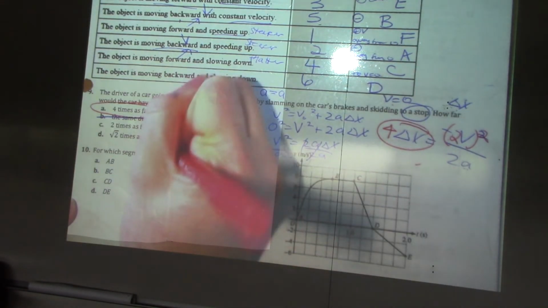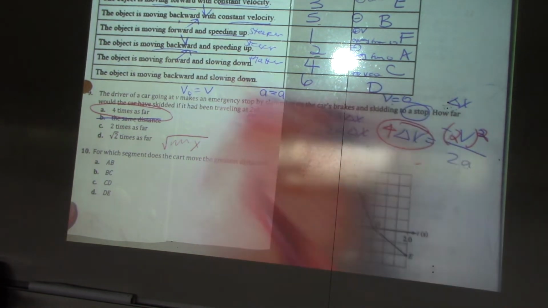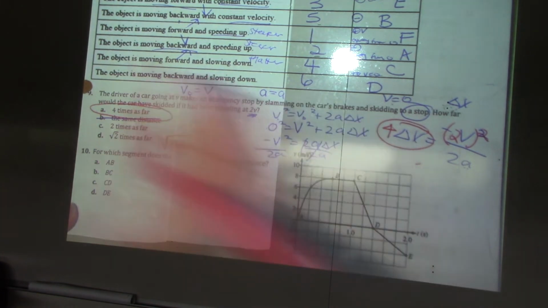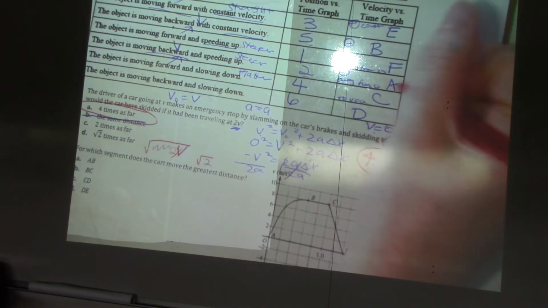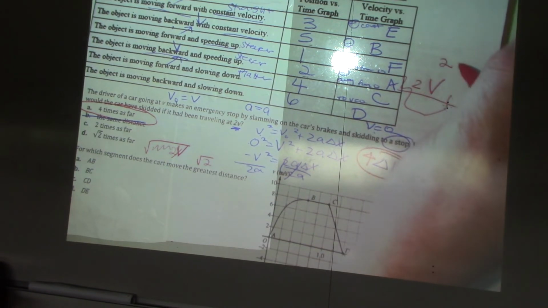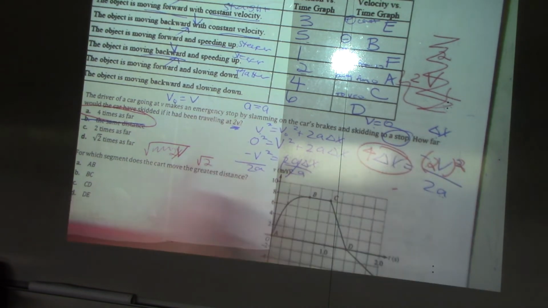If that had been a square root on the v right here, and I were to double that, then that would be root 2 bigger. If it was just v with a bunch of other stuff, not squared or square rooted, if I doubled v, then that would be 2 times the displacement. But that's not what's happening. It was v squared, so doubling v would be 4 times as far.